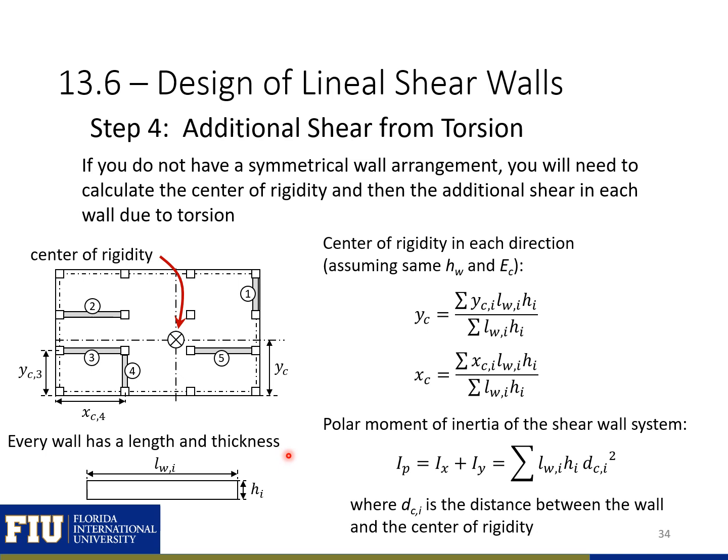Then using these, we can find the polar moment of inertia of our shear wall system. So our I sub P is just the length of the wall times the thickness of the wall times the distance between the center of the wall and the center of rigidity squared. And you sum all these for all of the different walls in both directions. And that's how you get your polar moment of inertia, which we'll use on the next slide.